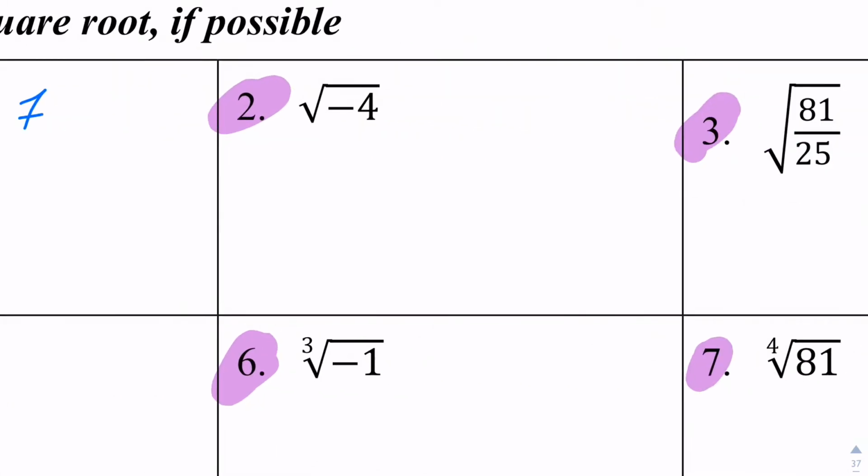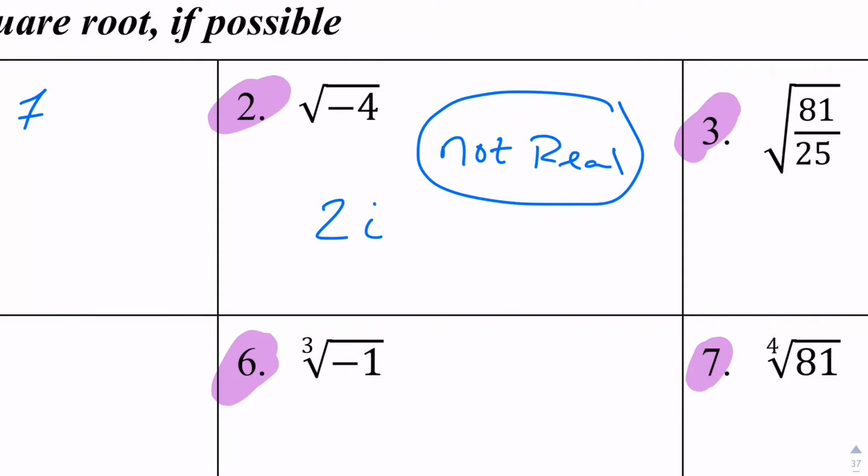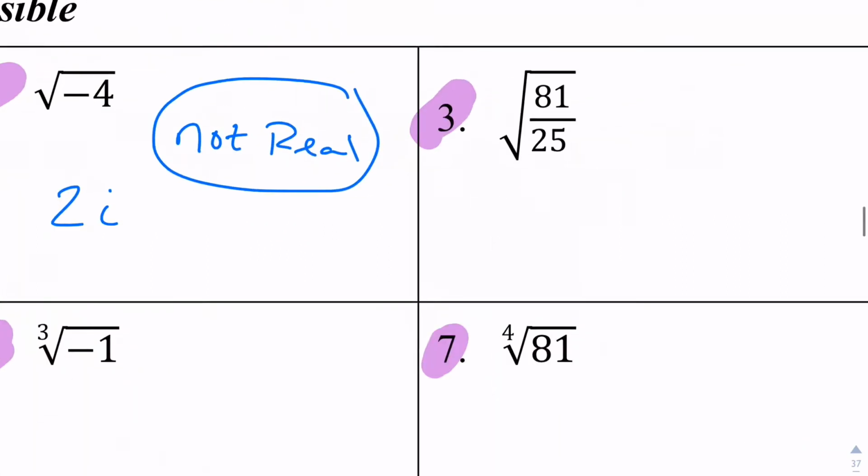When we look at number 2, we're taking the square root of negative 4. What number times itself gives you a negative 4? Well, the fact that a negative times a negative gives you a positive, and a positive times a positive gives you a positive, there is no way to multiply a number times itself and get a result of a negative 4. So we say that this is not real. It could be expressed as 2i, bringing in our imaginary number. But for this course, we're going to say not real.